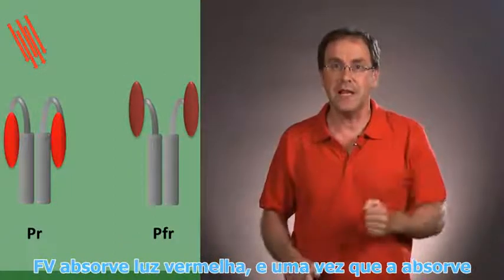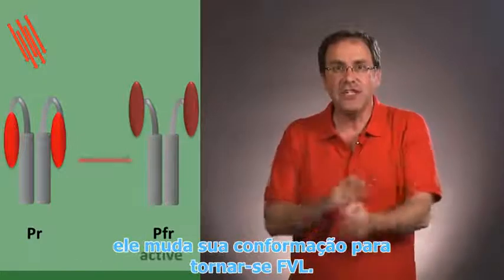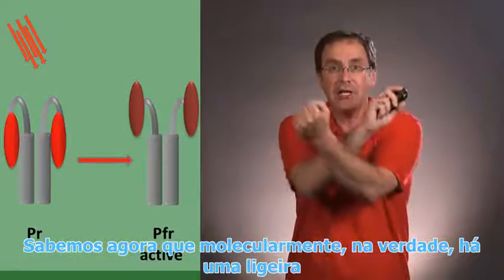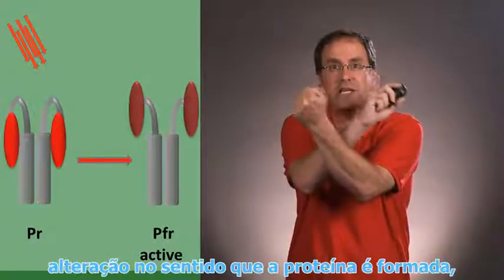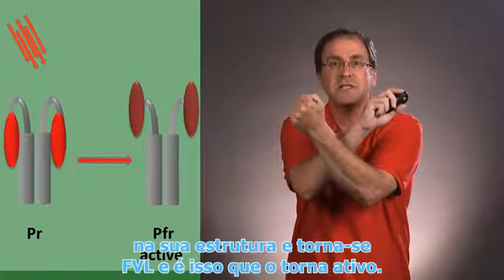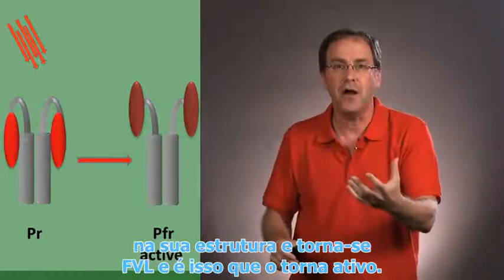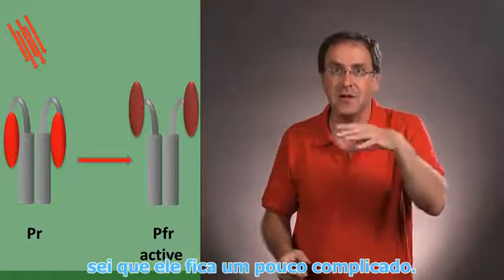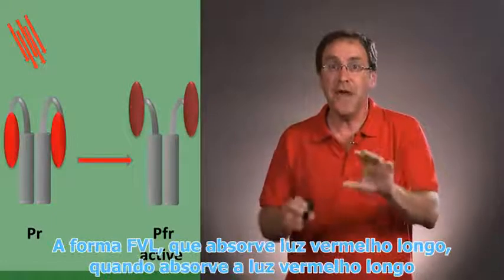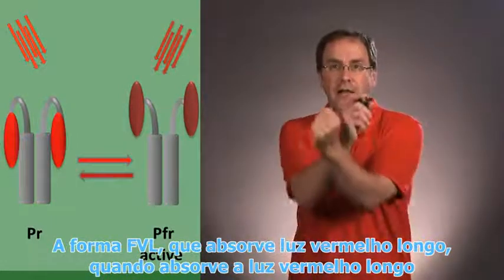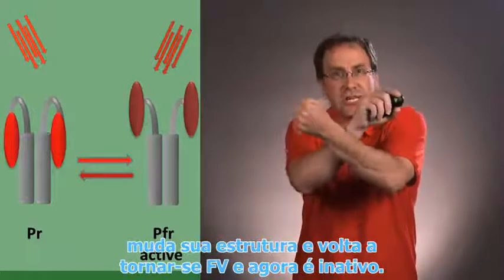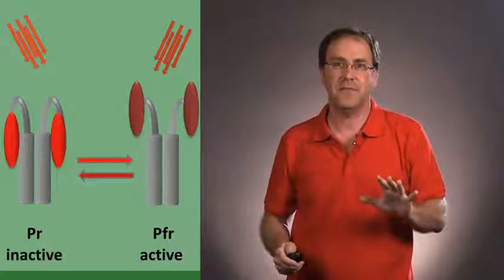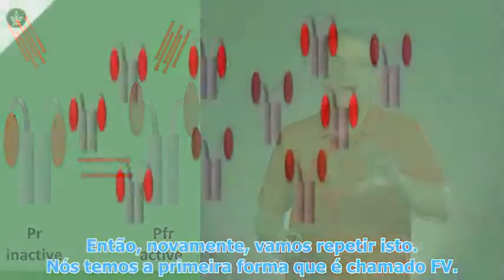And now here comes the part that gets a little tricky. PR absorbs red light, and once it absorbs the red light, it changes its conformation to become PFR. We now know molecularly that there's a slight change in the way the protein is formed in its structure, and it becomes the PFR, and that is what makes it active. I'm going to repeat this a couple times, so I know it gets a little complicated. The PFR form absorbs far red light, and when it absorbs the far red light, it changes its structure and goes back to become PR, and now it's inactive.